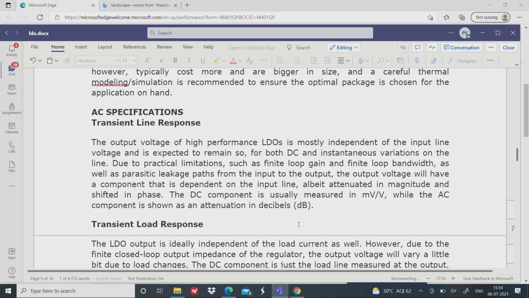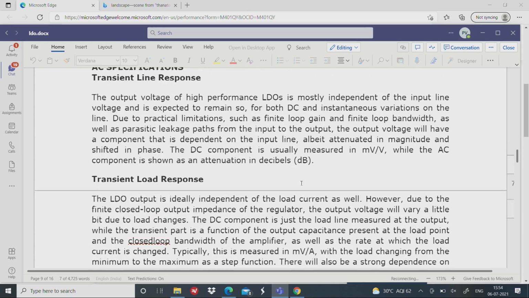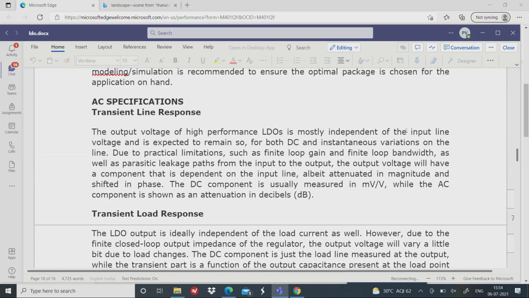Then they will talk about the transient line response, and that line response is essentially coming because of the output voltage of a high performance LDO. The output performance is mostly independent of the line input. So whatever the input is, it should not matter as far as the output is concerned, but that is incorrect because there are some practical limitations. The gain is finite, the loop gain, and the loop bandwidth is finite. So both gain as well as bandwidth of the LDO are finite, therefore there will be some sort of leakage between the input and the output, okay.